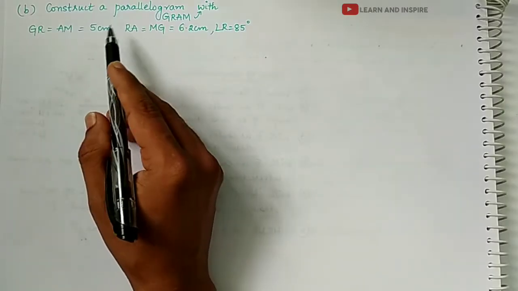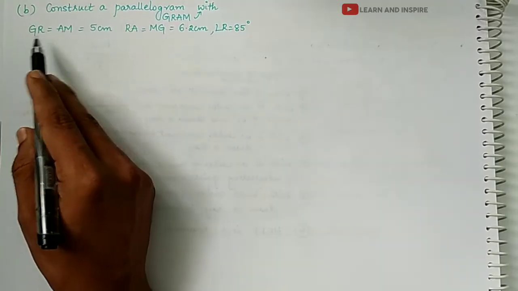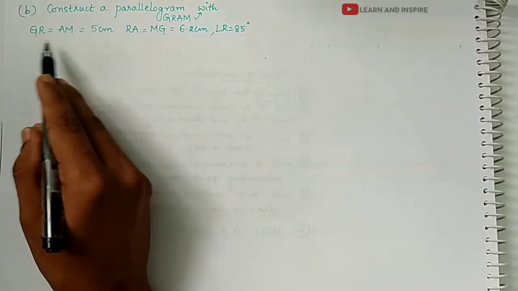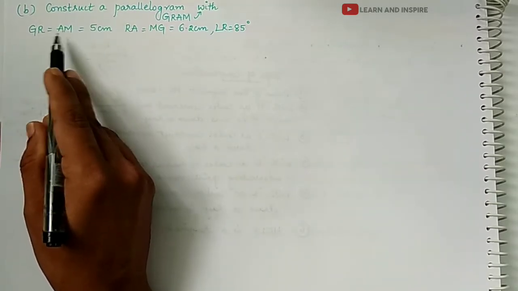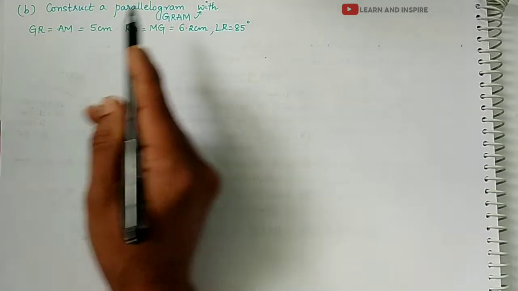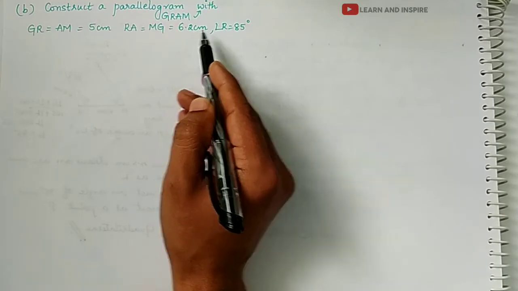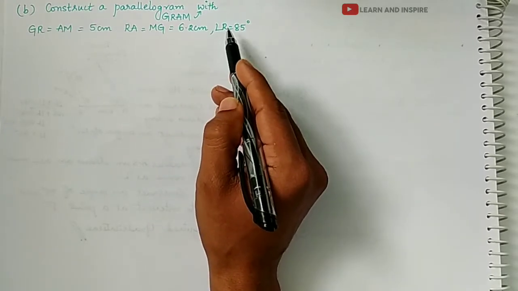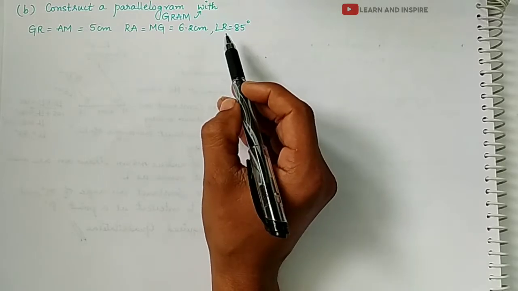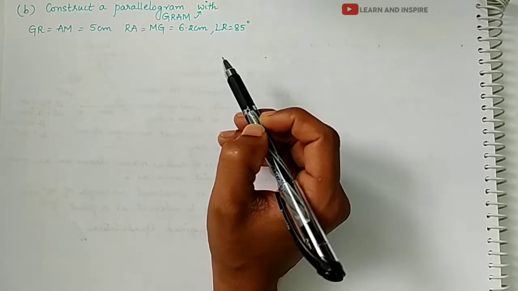Question number 2. Construct a parallelogram GRAM with GR equals AM equals 5 centimeters. So here in a parallelogram, opposite sides are equal. So GR equals AM equals 5 centimeters, RA equals MG equals 6.2 centimeters, and one of the angles, angle R, equals 85 degrees. So one angle is given and the opposite angle of R is also equal to 85 degrees.